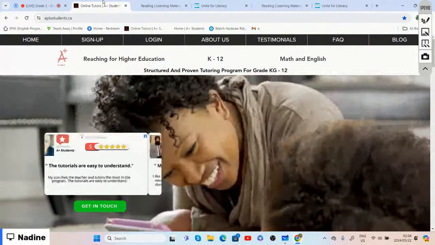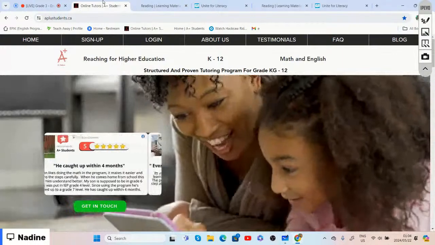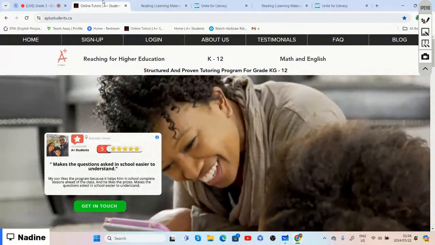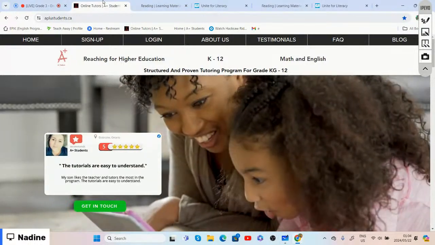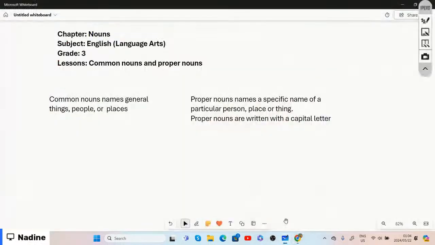Today we'll be doing our grade 3 English lesson on nouns. Before we start, we're not going to log on, we're going to do nouns today. Our lesson is going to be on common nouns and proper nouns, right? So our chapter is going to be nouns. The subject is English language arts, grade 3. And our lesson is identifying common nouns and proper nouns, or using common nouns and proper nouns.